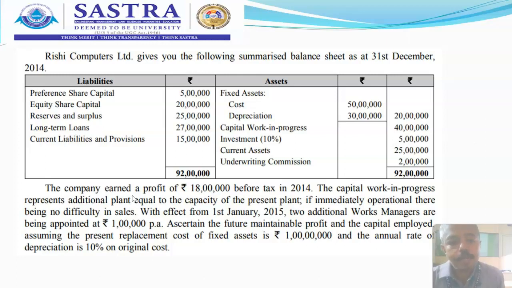Then find out the normal profit in the 6th step. Here normal profit means capital employed multiplied with the normal rate of return. Take the capital employed calculated in the 3rd step and multiply with the 4th step, the normal rate of return, which is given in the problem. Then find out the super profit. Super profit means future maintainable profit minus normal profit. Then at the last, 8th step, we can find out the value of goodwill by multiplying the number of years of purchase with the super profit.